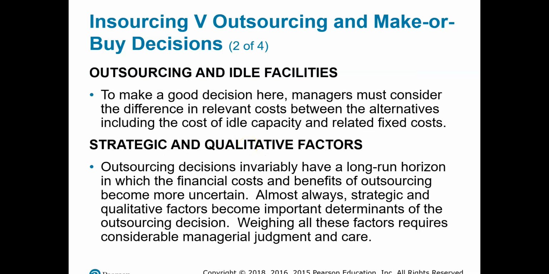So let's take a look at a few things here, and then we'll go back to the textbook. To make good decisions here, managers must consider the difference in relevant costs, including the cost of idle capacity and the related fixed costs. Are those costs going to be incurred if we decide to outsource? If we outsource and those costs will not be incurred, we can shed some of those fixed costs. Then that reduces the cost of our idle capacity, the capacity we are paying for but not using.